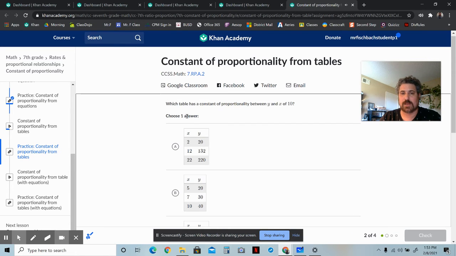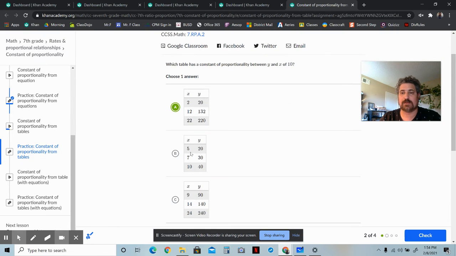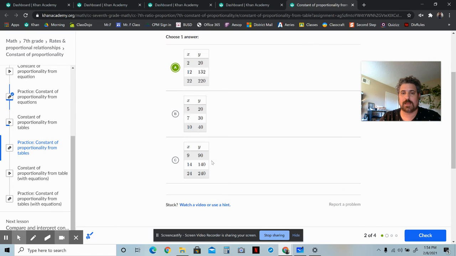Okay, the next one says which table has a constant proportionality between y and x of 10. This just means that y over x is 10. So is 20 over 2 10? Yes. Is 20 over 5 10? No. 20 over 5 is 4. Is 90 over 9 10? Yes. So it could be A or it could be C. Those are both possible so far.